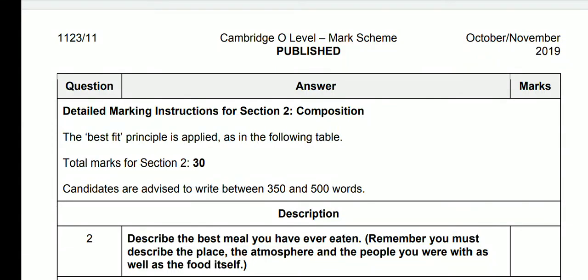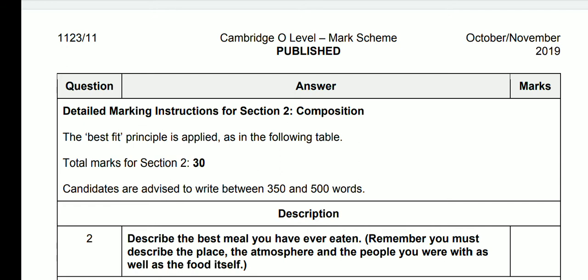Bismillahirrahmanirrahim. Scoring a good grade in English is deceptively simple. You need to know the expectations of the examiner if you want to get a good grade in the English paper. Today we are going to discuss section 2 of paper 1, and section 2 of paper 1 is creative writing.